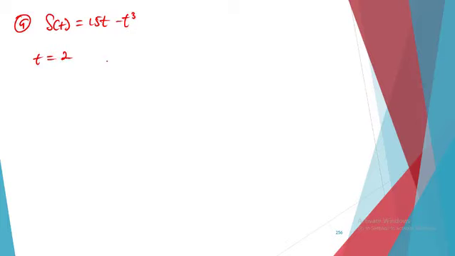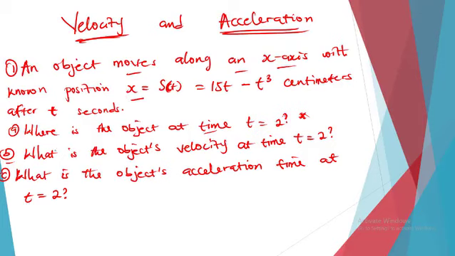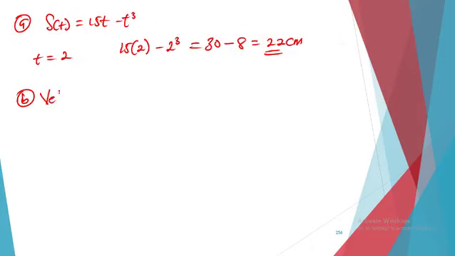So if t is equal to 2, we substitute the value of t to be 2 here. So we have 15 into 2 minus 2 raised to power 3. Okay, and that will give us 15 times 2 is 30 minus 8. That will give us 22, and we are dealing with cm. So that's the answer. Then the B part of the question said what is the object's velocity at time t equal to 2. Velocity. We are looking at the velocity.